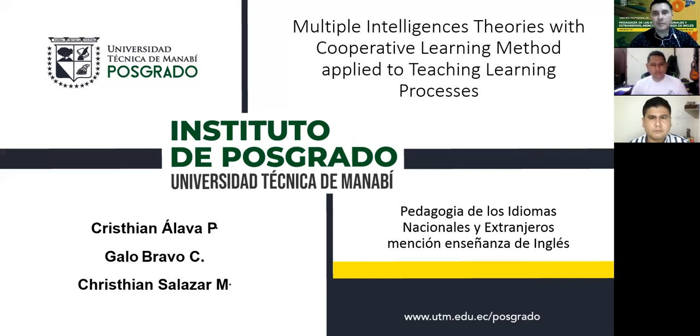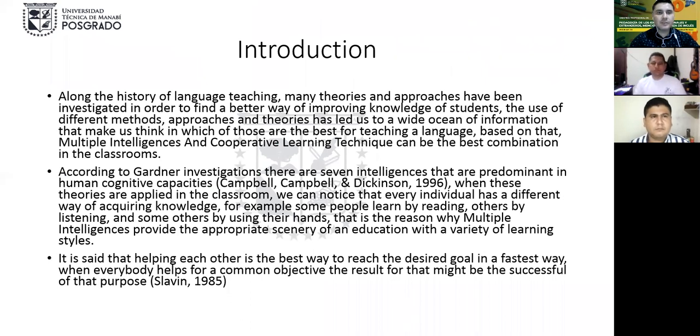First of all, as an introduction, I want to explain the first part of this project. Along the history of language teaching, many theories, methods, and approaches have been investigated in order to find a better way of improving knowledge of the students. The use of different methods, approaches, and theories led us to a wide ocean of information that made us think about which of those are the best in the teaching process. Based on that, multiple intelligence and cooperative learning can be the best combination in the classroom.